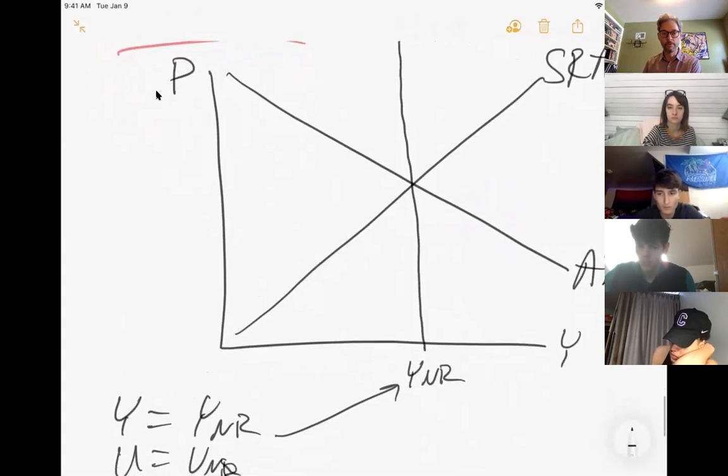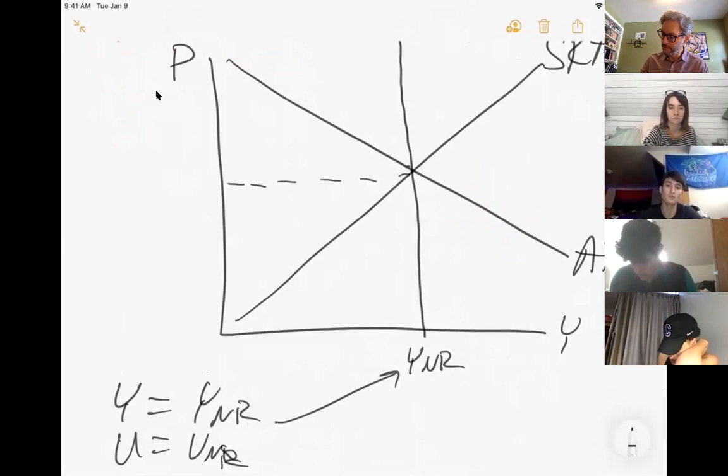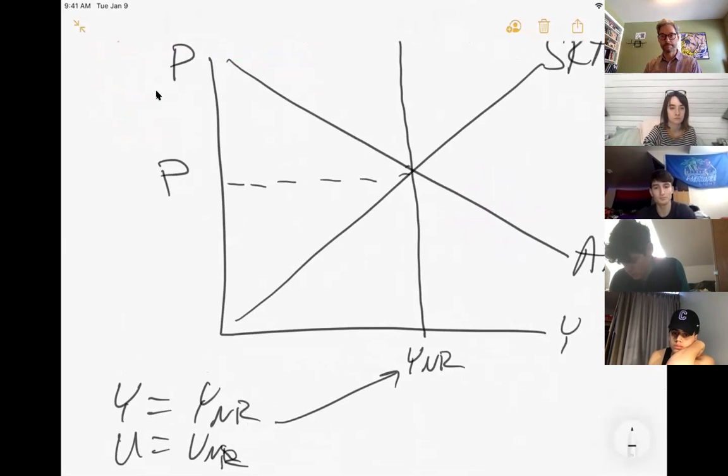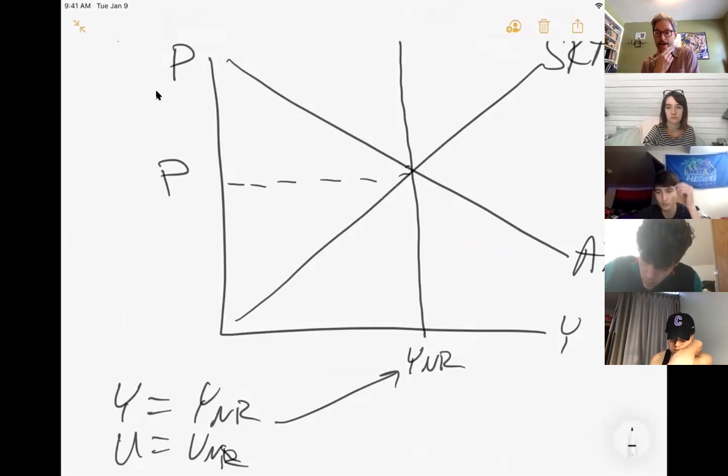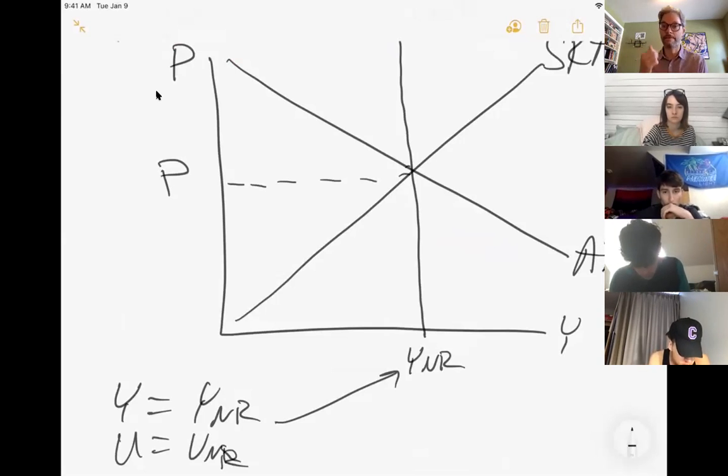Okay, so in the long run, we're going to be where output is at the natural rate, unemployment's at the natural rate. And what's the price level going to be? It's going to be that price level. We can think about this as the long run equilibrium in our economy. And when we talked about economic growth, this is essentially the model that we talked about, right? That we're kind of in our long run equilibrium. And what determines that natural rate? Productivity, right? How much physical capital we have, human capital, technology.